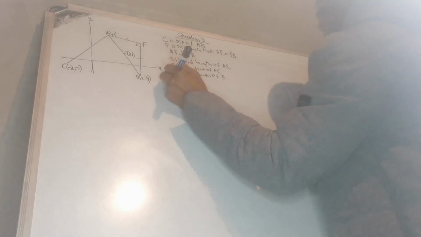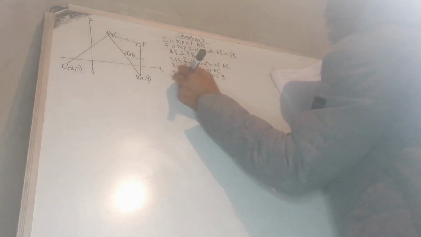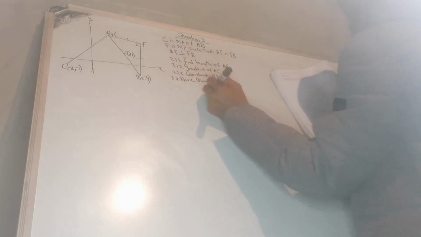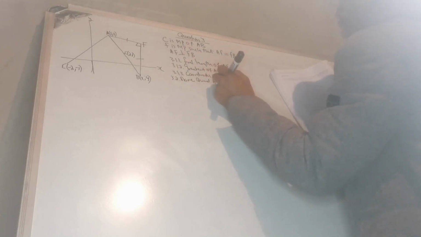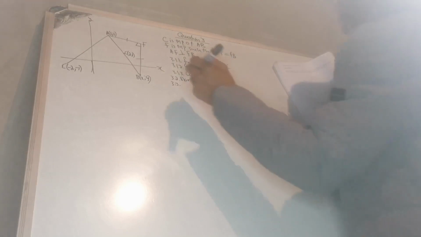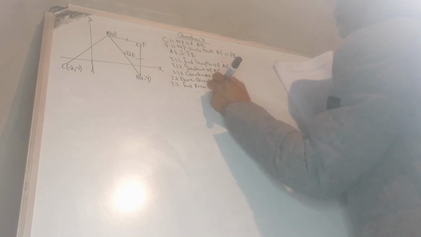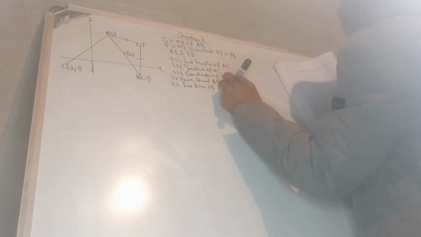And then on 3.2 they say BE is joined to form a special quadrilateral which is called AFBE. Name the special quadrilateral and give a full justification. We can just say name the quadrilateral AFBE. And then 3.3, calculate the area. Find the area of triangle AFB.